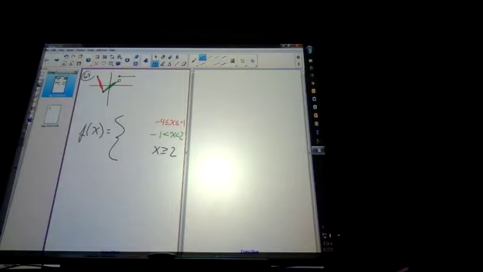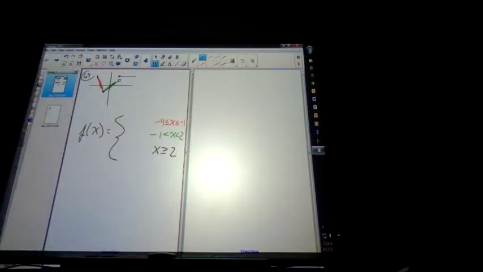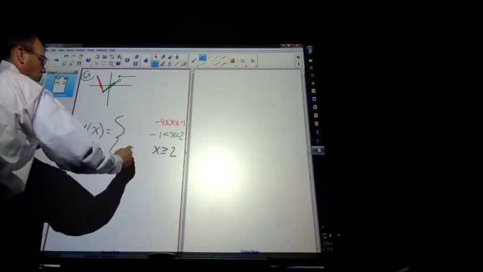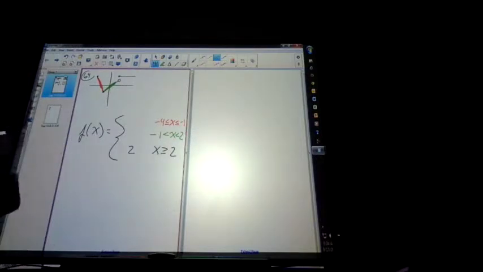So the black line equation is y equals what? 2. Just the number 2. This means it's a horizontal line going across at 2. It has a slope of 0. Right? Go to the green. Okay, so we have 2 points that are given.